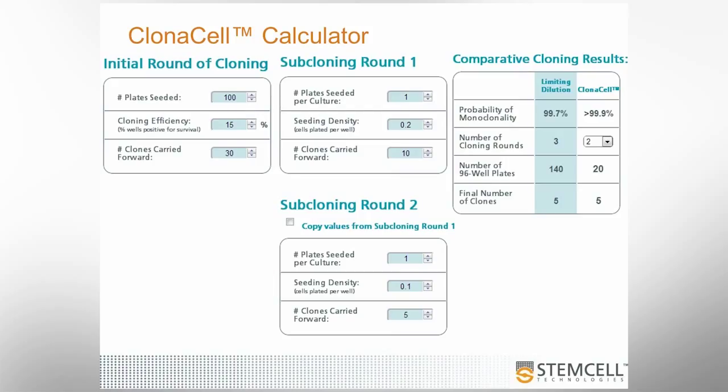So with semi-solid cloning, we're seeing over 99.9% probability of monoclonality, 2 cloning rounds, and requiring only 20 96-well plates compared to 140 to isolate the same 5 cultures. So these estimations demonstrate that there can be a lot of time and resources saved using semi-solid cloning instead of limiting dilution cloning during the cell line development process. And these saved resources can be used to either increase the scope of the projects that you're currently working on, or to choose to take on a greater number of projects in the same given time period.